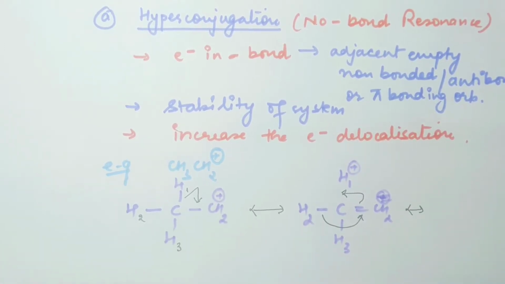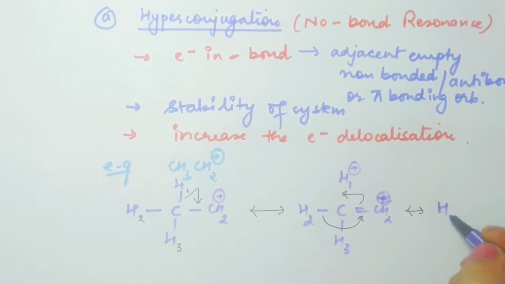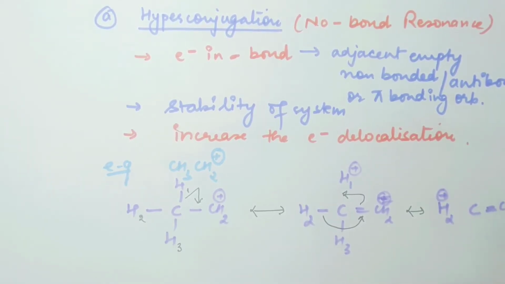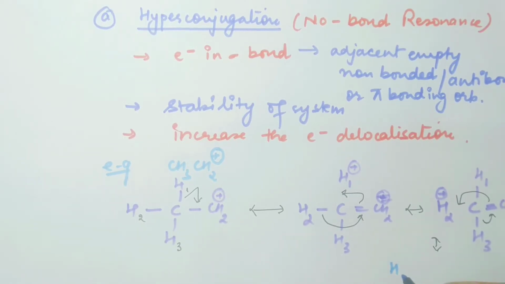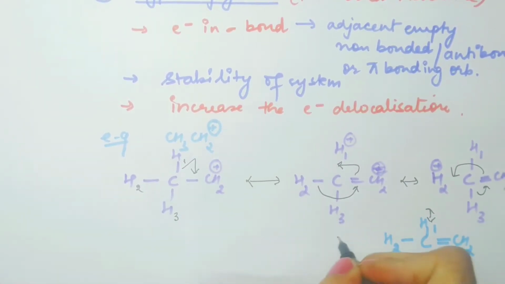So we'll have H2. There is loss of electron, so positive charge on carbon, double bond CH2 and single bond H3, and here H1. Further there will be transfer from H3 to this one and this to this. So what will be the structure? Here we will have H2, single bond carbon, double bond CH2, here H1, and H3 has lost an electron, so the positive charge will be here. So what will the overall structure be?